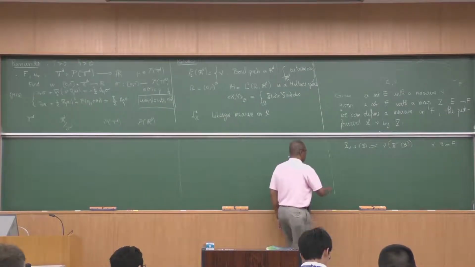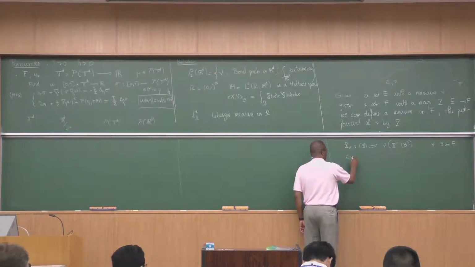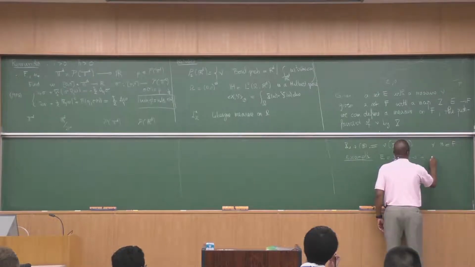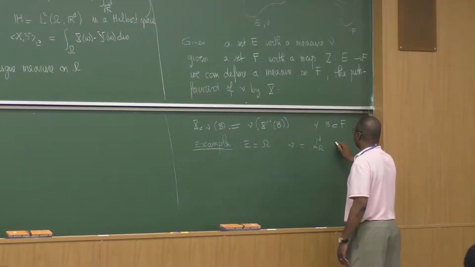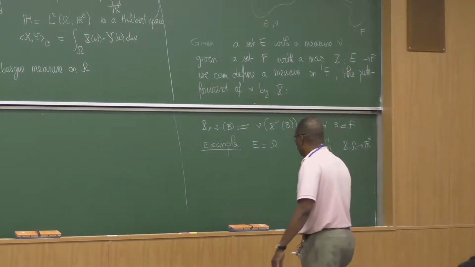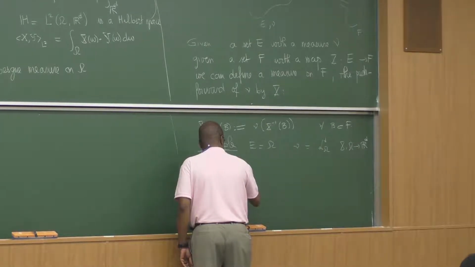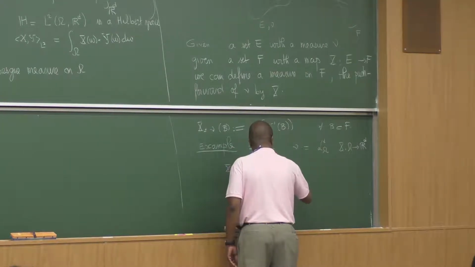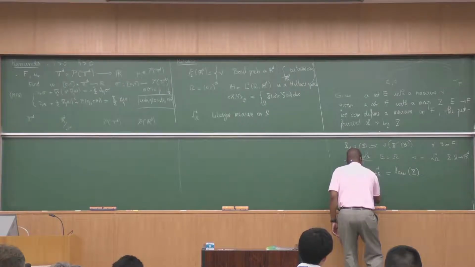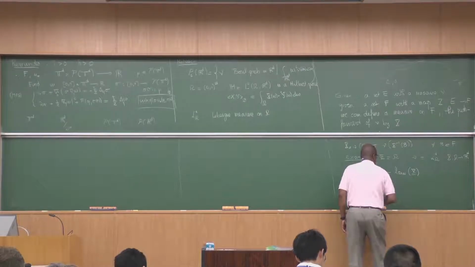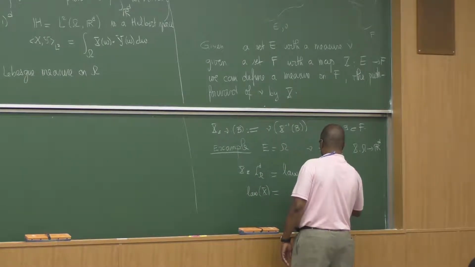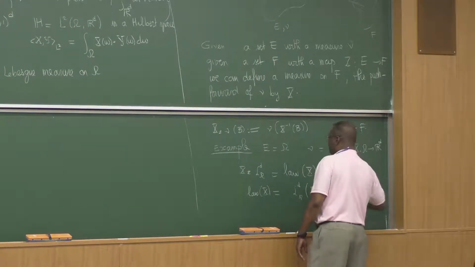So, for example, assume that E is my set omega, and the nu is the Lebesgue measure on omega, and the X is from omega into R^d. The push forward of the Lebesgue measure on omega by X, this is what we call the law of X. So the law of X is a measure defined by the Lebesgue measure on omega of X inverse of B for every B subset of R^d.